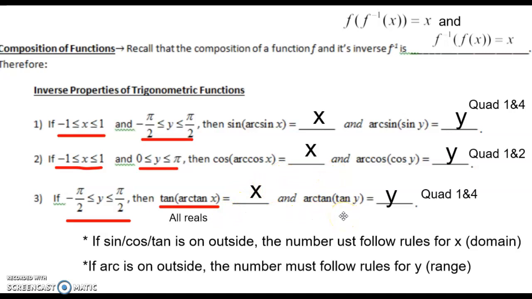This is really only helpful for tangent and arctangent, and that's because tangent is defined by all real numbers, whereas the other ones have those restrictions to them. So if you do have a tangent of an arctangent, you're able to essentially cancel those out because it's always going to be defined. But for sine and cosine, you're going to see that we do have to make some adjustments based off of the quadrants that we are defined in.